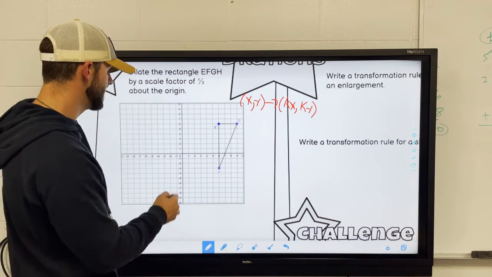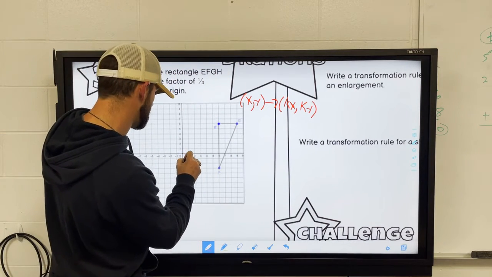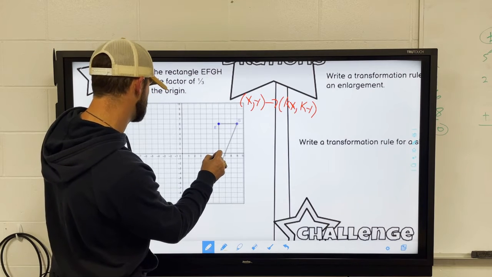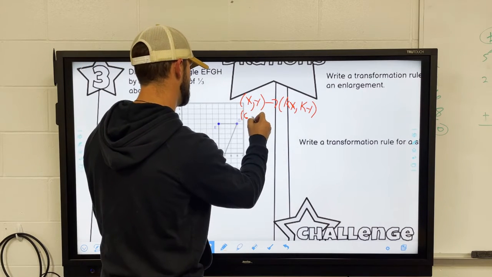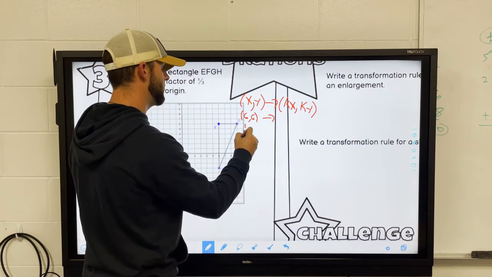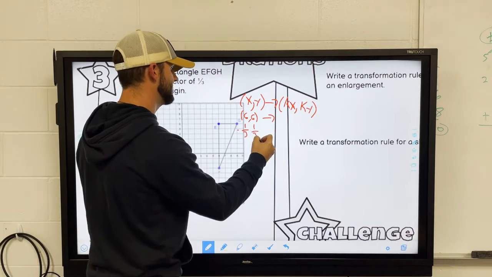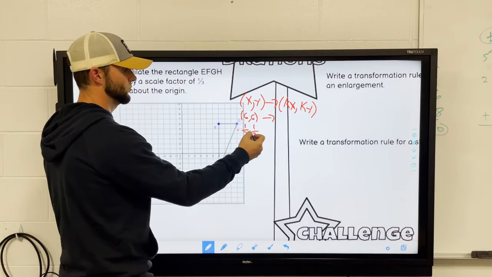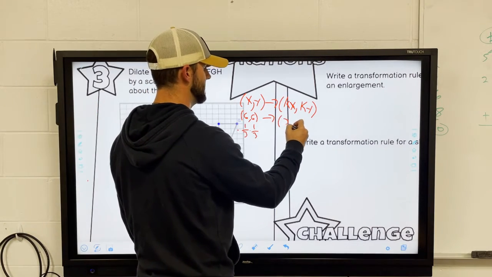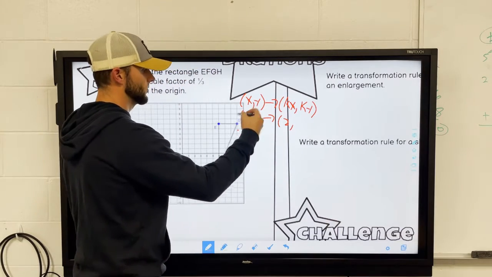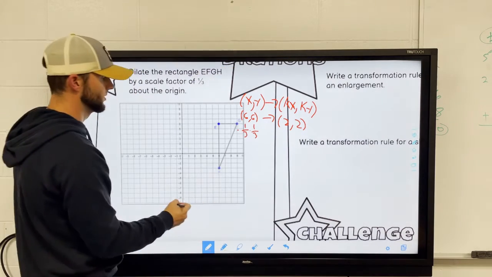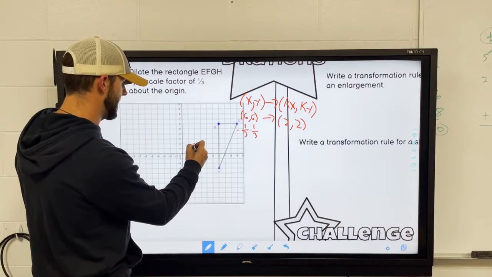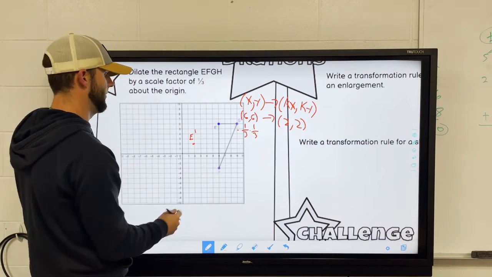So let's go ahead and do point E. Point E looks like it is sitting at 1, 2, 3, 4, 5, 6, so (6, 6) right now. And I'm going to multiply by 1/3, which is the same thing as dividing by 3. So 6 times 1/3, or 6 divided by 3, is going to be 2. So that's going to be the new point of E prime. Right here is going to be E prime, okay?